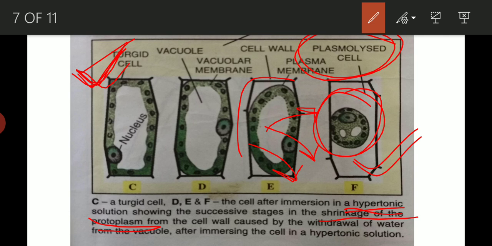Whenever there is shrinkage of protoplasm, all the cell content, the fluid, the water has come out from the cell. When the cell is kept in hypertonic solution, then that is known as a plasmolysed cell, and the condition is known as plasmolysis.